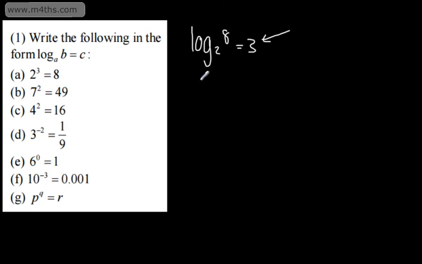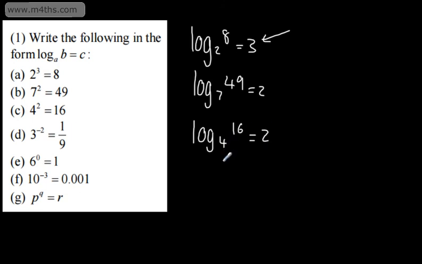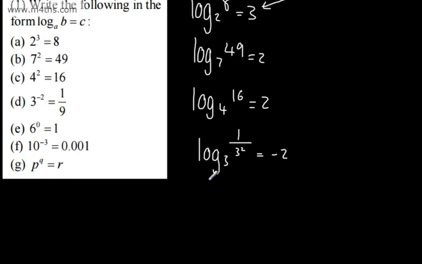Here we've got the base of 7. So we would write log to the base 7 of the given value, 49, is equal to 2. With this one here, we've got now log to the base 4 of 16. Well, 4 to the power of 2 is 16, so we would just write it like so. This one just here, the base is 3, log to the base 3 of 1/9, which I'm just going to write as 1 over 3 squared, is going to be equal now to negative 2. We know that 3 to the negative 2 is going to give us 1 over 3 to the positive 2.